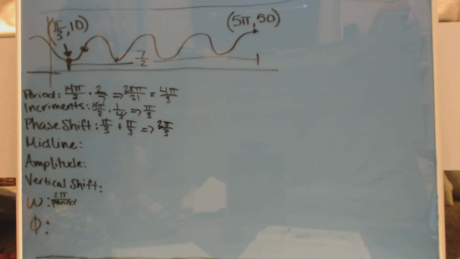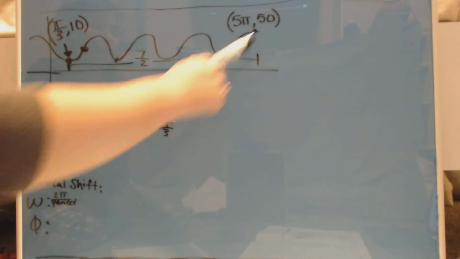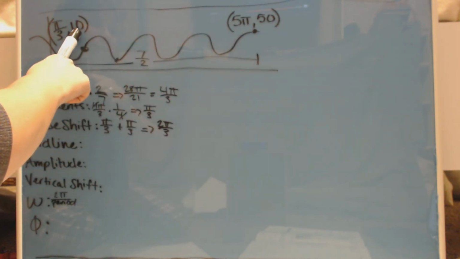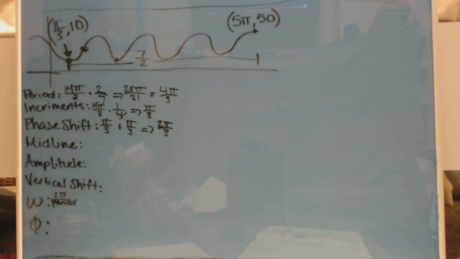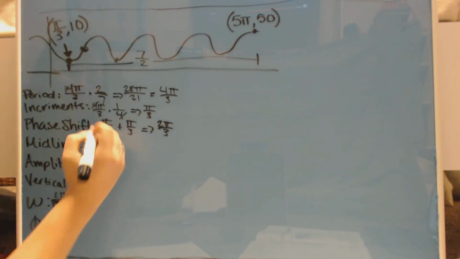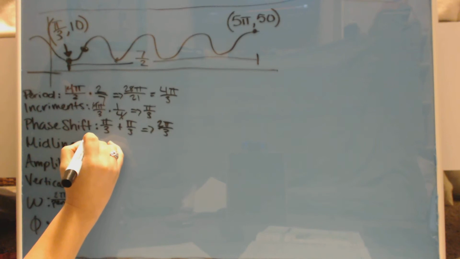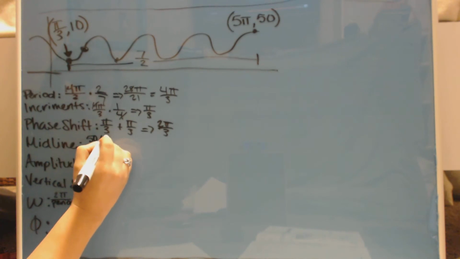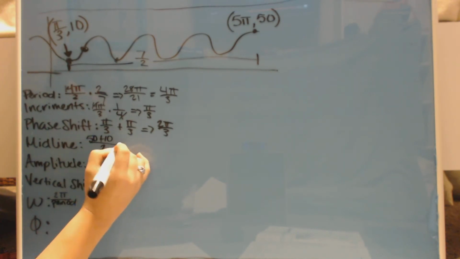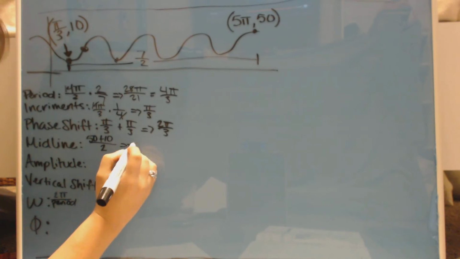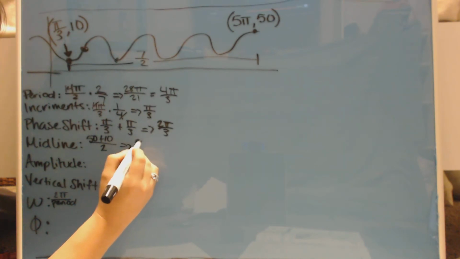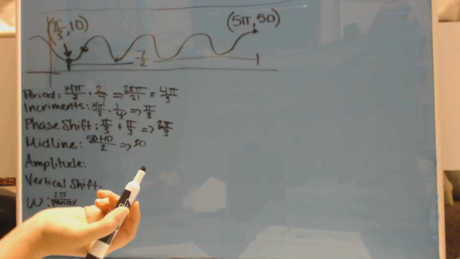The midline will always be the sum of the y-coordinates on these graphs divided by 2. It's a very easy way of thinking about it. So it'll be 50 plus 10 divided by 2, which ends up giving you 30, because 60 divided by 2 is 30.